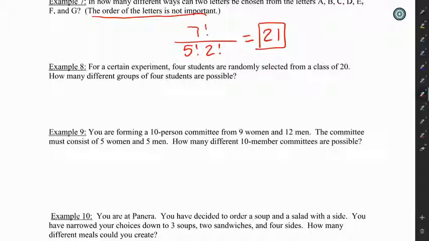I would like you to try example 8 on your own. Pause the video. When you come back to the video, I will tell you the answer. If you have the right answer, you can skip ahead. Otherwise, watch the video to make sure you know how to do this problem.